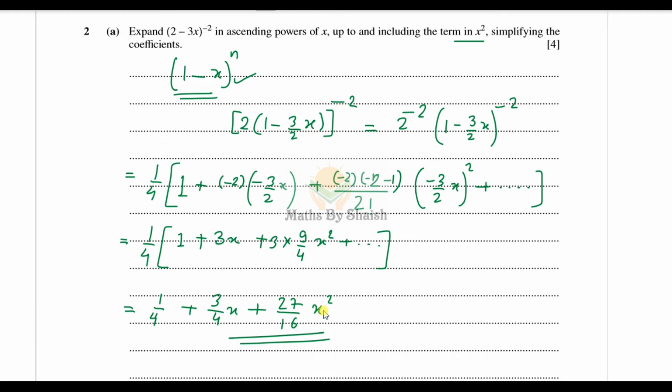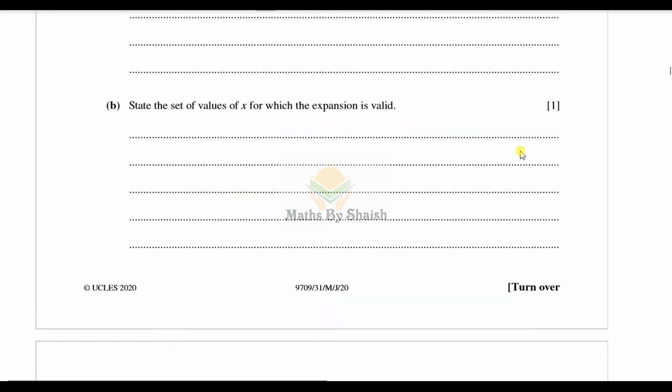So I hope it is clear. Let's do the next part, and here is part B. State the values of x for which the expansion is valid. We know from the definition that 1 minus x raised to the power n is valid if and only if modulus x is less than 1. It means x should be greater than minus 1 and less than 1.